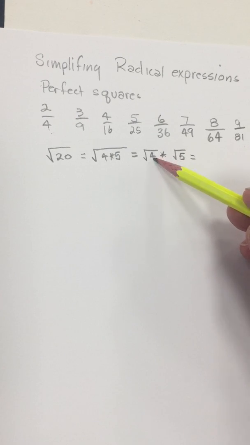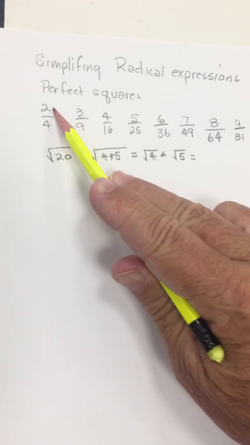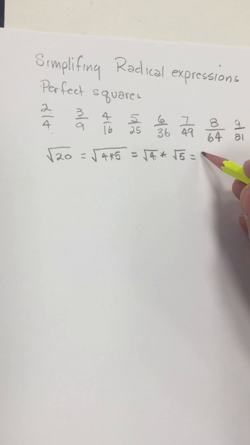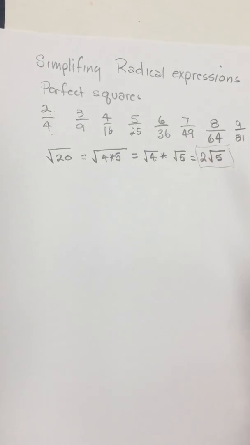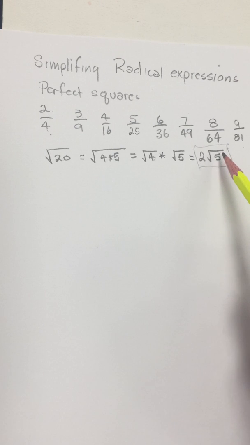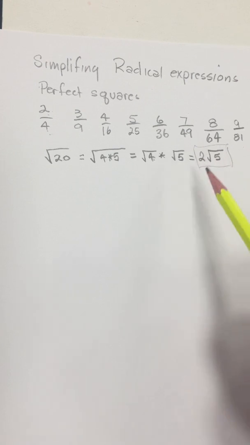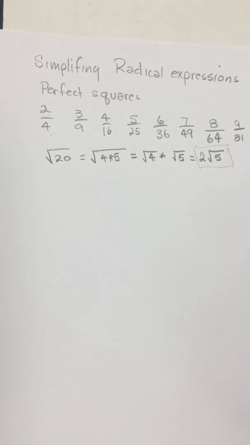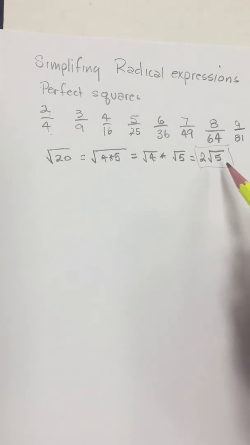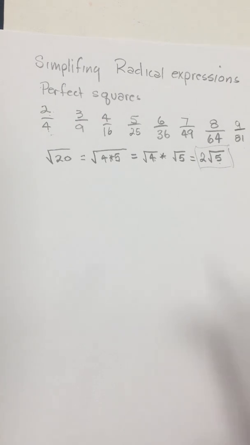Now, we have a perfect square. What is the square root of 4? It would be 2. So we would have 2 times the square root of 5. And that's our answer right there. We don't have to go any farther. If we took the square root of 5 and multiplied it by 2, we'd come up with 4.472 and so on, but we don't want to do that. We want to stay right with this one. That is our answer in simplifying radical expressions.